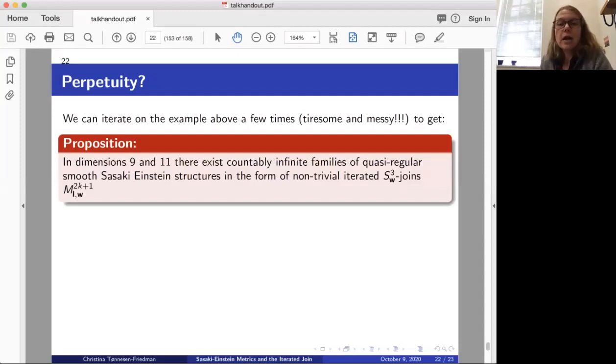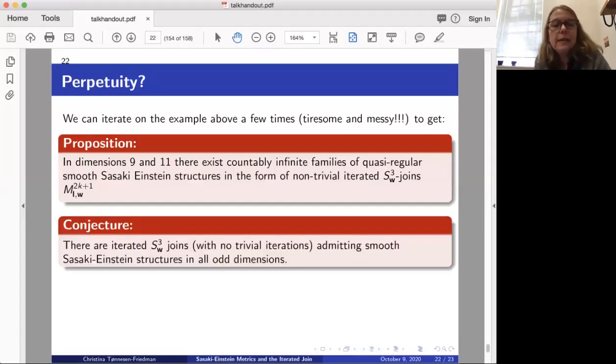And they are non-trivial, I should say. We're not cheating by taking a product at any stage, so every time we do something non-trivial. So the conjecture would be that you can always pick a dimension and reach it. That's not quite a proof that they're infinite dimensional, but that's the conjecture, that you can keep going and get smooth Sasaki-Einstein structures in all odd dimensions with non-trivial iterations. But we haven't proven that.